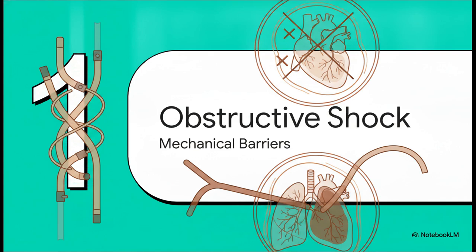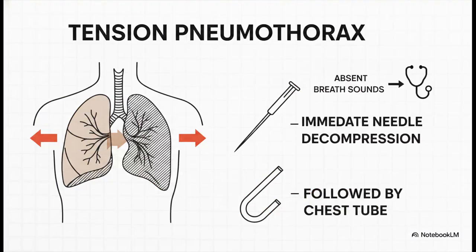Section 2. Obstructive shock pathologies. We are now shifting our focus to identifying mechanical barriers to cardiac output. Remember, obstructive shock means low cardiac output with elevated venous pressure. Tension pneumothorax is clinically anchored by 3 things: hypotension, hypoxia, and unilateral absent breath sounds. If you see this, the immediate, non-negotiable next best step is needle decompression, followed right up with a chest tube.